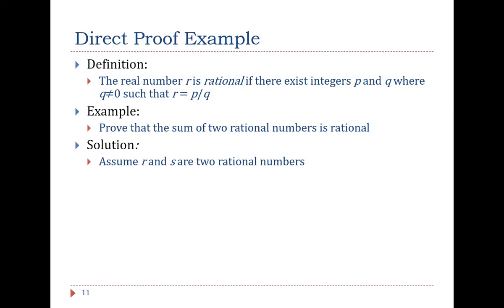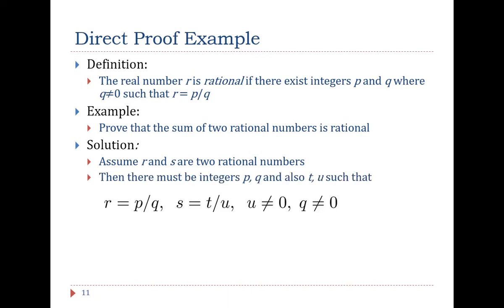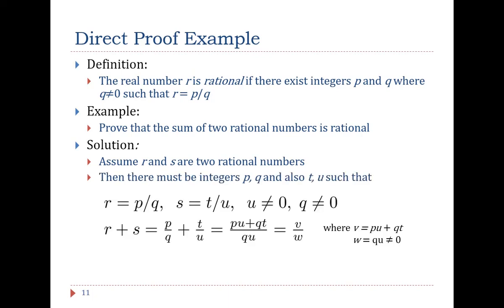You just have to use your knowledge in basic mathematics to prove that finally this is equal to p times u plus q times t over q times u, which is something like v over w, where v and w are integers. So you could do the same for the sum of those two rational numbers.